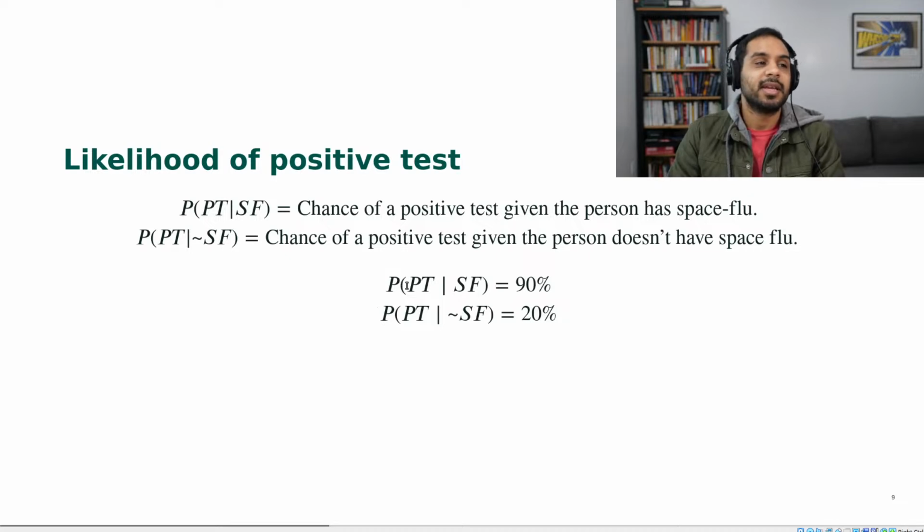The probability of a positive test when you have space flu is 90%. That's what we would want out of a test, right? When you have space flu, you'd want the test to largely detect that. And then when you don't have space flu, it's still going to say that you have space flu with 20%. So even if you take a test and you don't have space flu, there's a 20% chance that it'll show positive. A lot of numbers here.